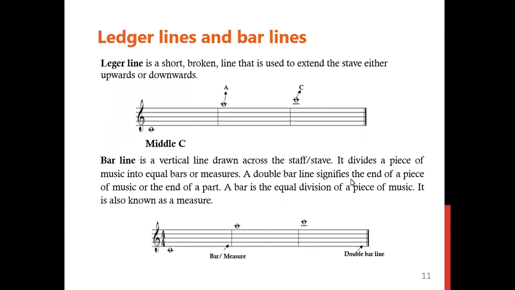A double bar line signifies the end of the music or the end of a part of it. When you have a double bar line, that means that's the end of that piece of music, or the end of that part of the music. But if it's a single bar line, that's not the end of the music. It's just grouping that music into that measure, the measure of the notes, the measure of the beats. That's what bar lines do. Bar lines are vertical lines drawn across the staff or stave. They divide the music into equal bars or measures.